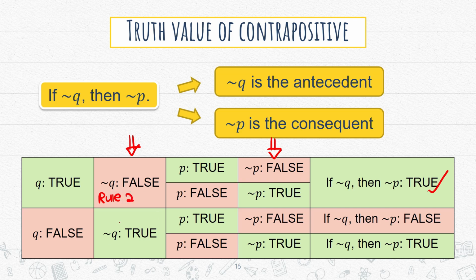Now we take a look for the second condition. If the negation of Q, which is the antecedent, is true, then the consequent also needs to be true, which is when the negation of P is true, then the whole contrapositive will be true. If the consequent, the negation of P, is false, this one, then the contrapositive will be false also.